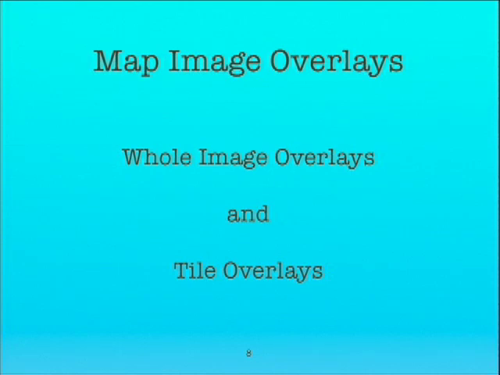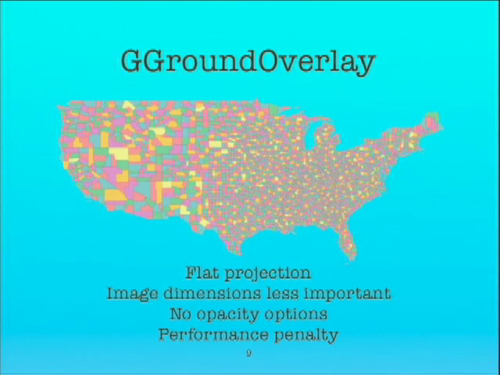There are two types of image overlays. You have whole image overlays and you have tile overlays. An example of a whole image overlay is a ground overlay, the GGroundOverlay, which is a standard feature in the Maps API. This takes a flat projected image and stretches it to the map. Flat images have an equal number of pixels north, south, east, and west, so they are essentially unprojected. Does that make sense? Everyone understand that concept of unprojected, flat?